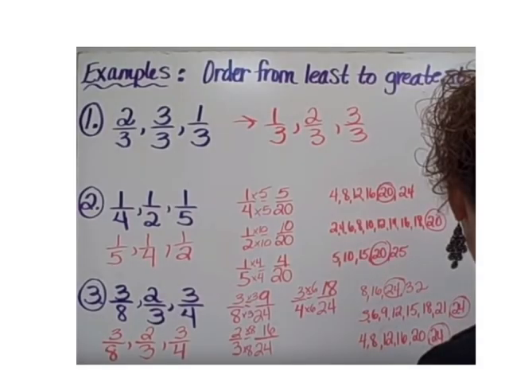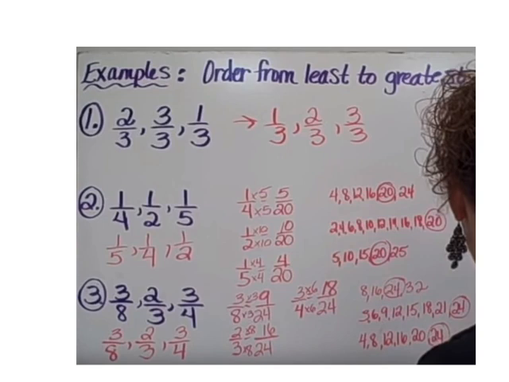Here's another example of a teacher going to pretty great lengths to compare fractions. In number one, comparing these different numbers of thirds, 2/3, 3/3, 1/3, I was happy to see that she didn't go to any greater lengths than just ordering those, because if you have the same denominator, you can just order the fractions based on the numerator. 1/3 is less than 2/3, is less than 3/3.